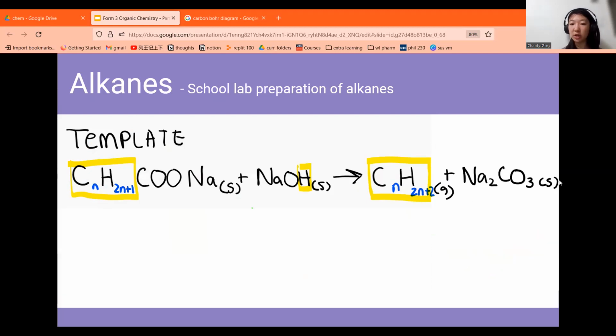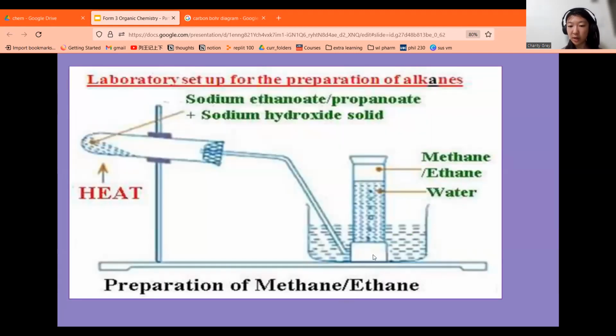So this is solid. In the video, this is being collected down here because gravity is very heavy. The solid sodium carbonate will stay down here, but the methane and ethane will float up here and be collected up here.